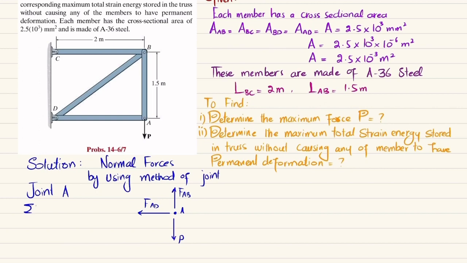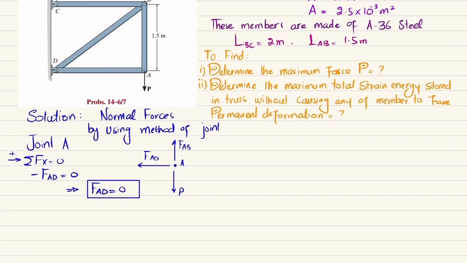The first equation of equilibrium is that the sum of all forces along the x direction must be equal to 0, and force toward the right side will be taken as positive. One force is FAD which is in negative direction, and there is no other force. So it means that the force applied by member FAD on point A will be equal to 0. Now we apply another equation of equilibrium: the sum of all forces along the y direction must be equal to 0, and upward force is taken as positive. So FAB acting upward minus P is equal to 0. From here FAB will be equal to P.